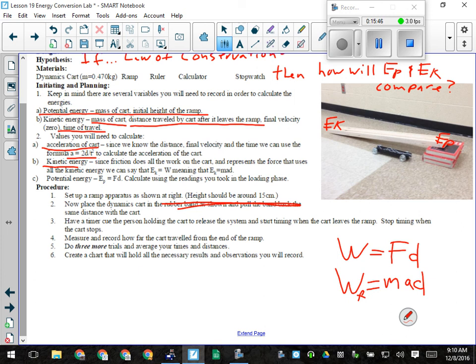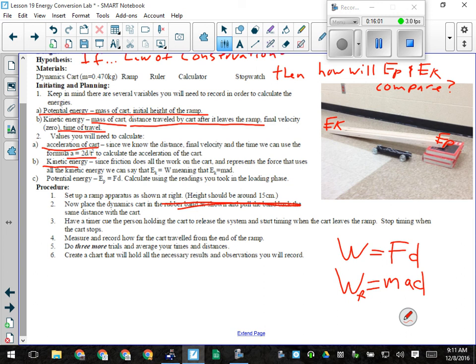Again, as a matter of reaction time, I would just, as soon as you see at least part of the cart leaving the ramp, start the timer, because it's going to be moving fairly quickly. And as long as you're kind of at the center of the cart, when the cart stops, stop it. That'll be good enough for our purposes.